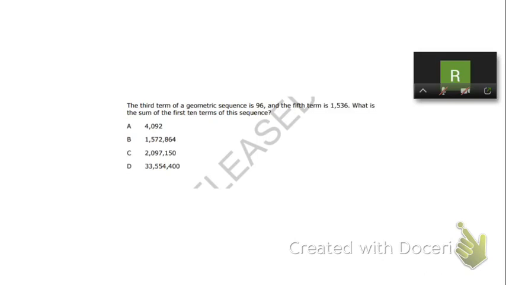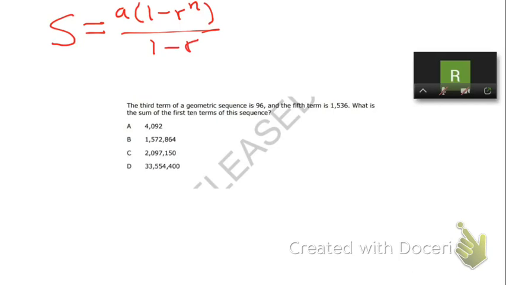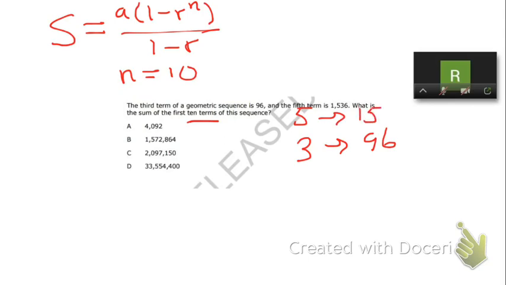The third term of the geometric series is 96, and the fifth term is 1536. What is the sum of the first 10 terms? Okay. So, let's see. The sum is equal to A, 1 minus r to the n, all over 1 minus r. We know that n is 10 this time, because it says first 10 terms. We don't know what r is yet, but we can figure it out because the third term is 96, and the fifth term is 1536.